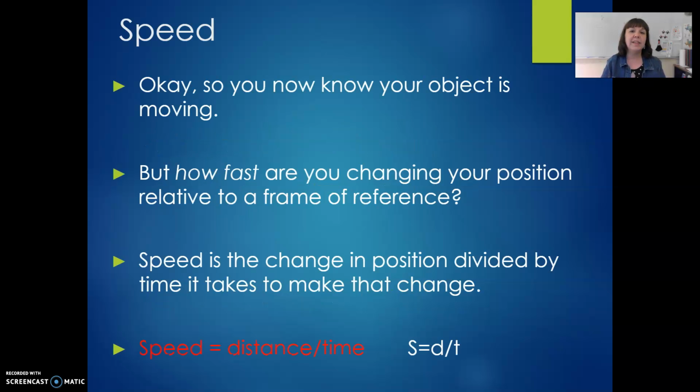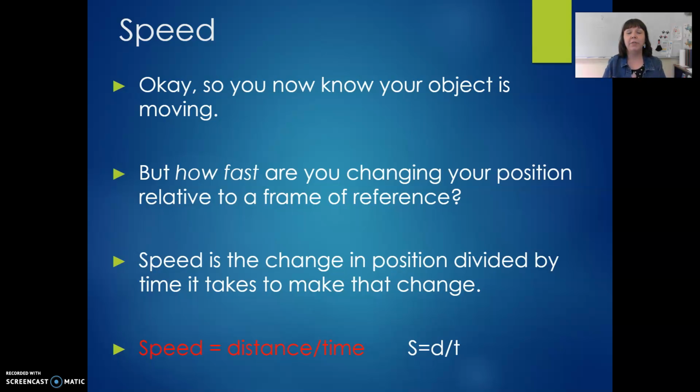So speed is how fast we're changing where we are relative to that frame of reference. We can calculate speed by taking our distance, how much position we've changed, and dividing that by how long it took to do that.